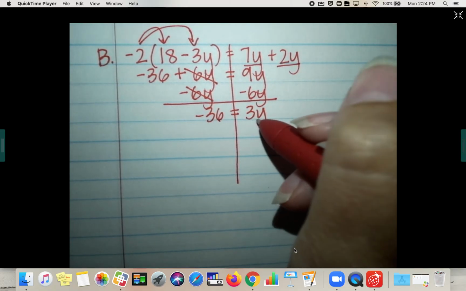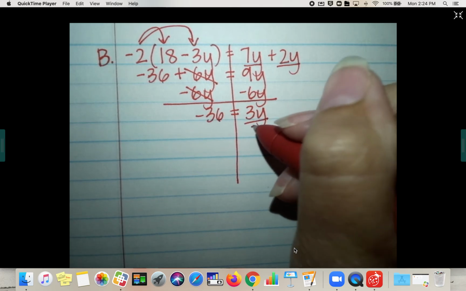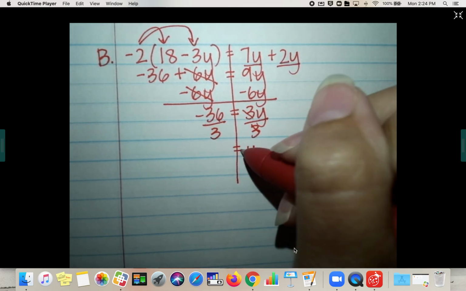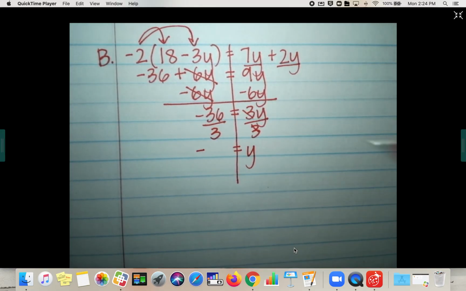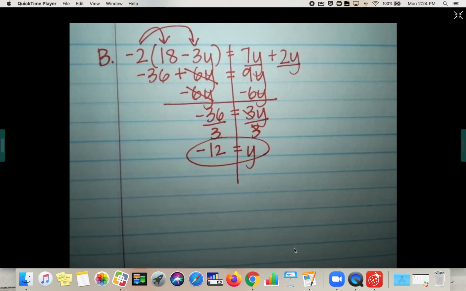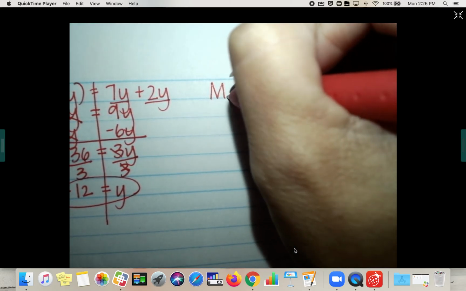All right, last step. 3 is being multiplied by y, so you are going to divide both sides by 3. Negative divided by positive is negative. 36 divided by 3 is 12, I think. Okay. Done with the first column. Moving on to letter M.